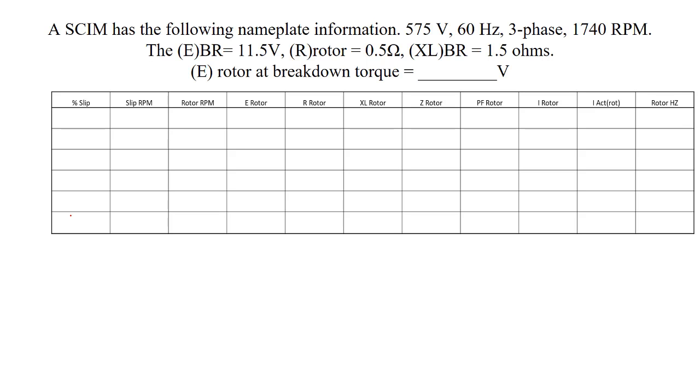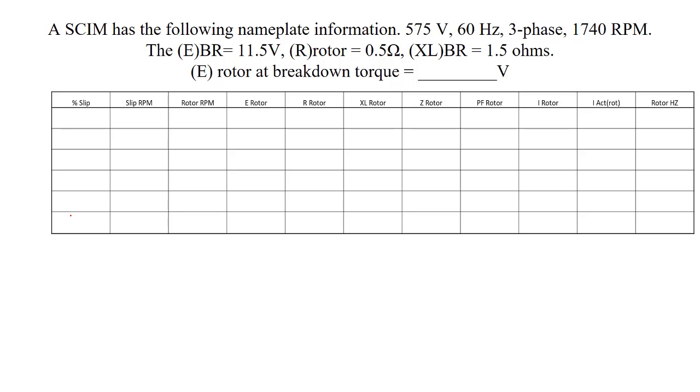So in this example, a SCIM has the following nameplate information. It's a 575 volt motor, 60 hertz, 3-phase, and 1,740 RPM. Blocked rotor voltage is 11.5, R is 0.5, XL is 1.5. It wants us to figure out the rotor voltage at breakdown torque.